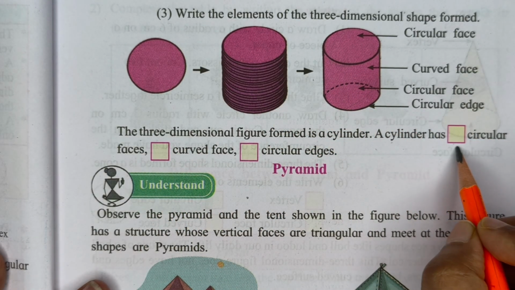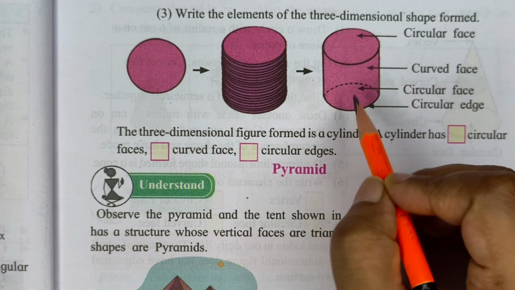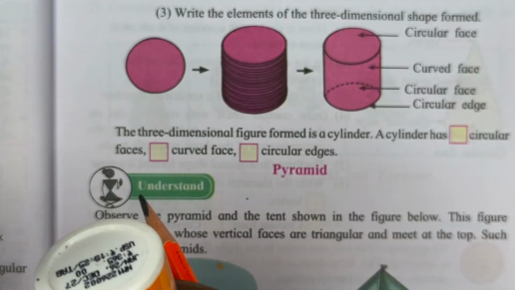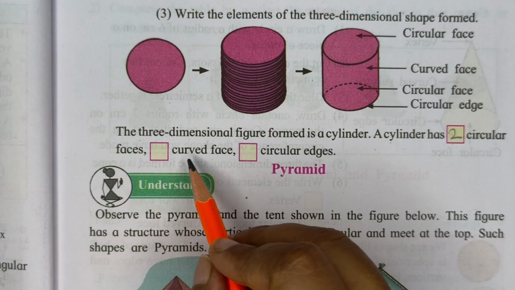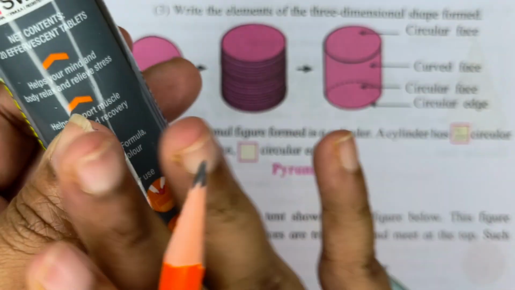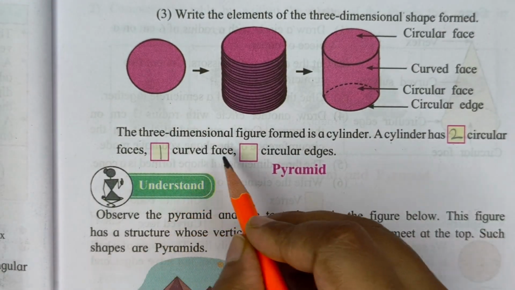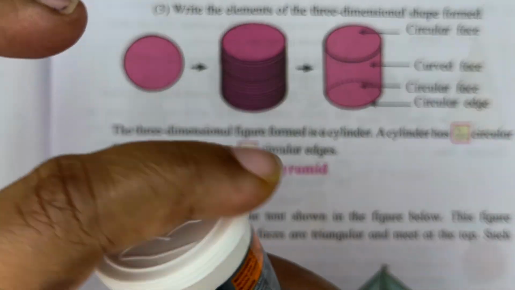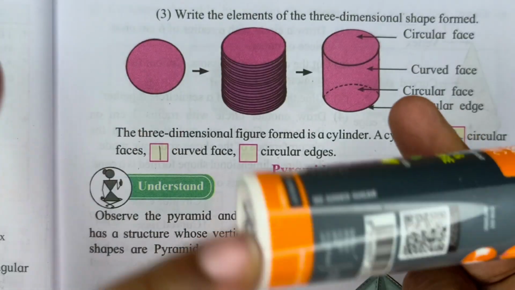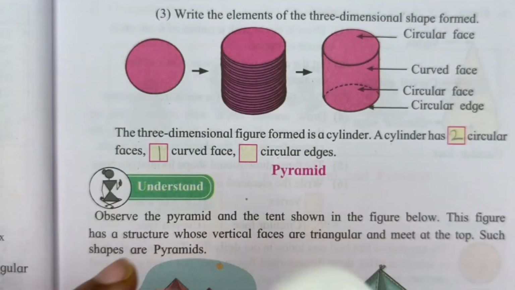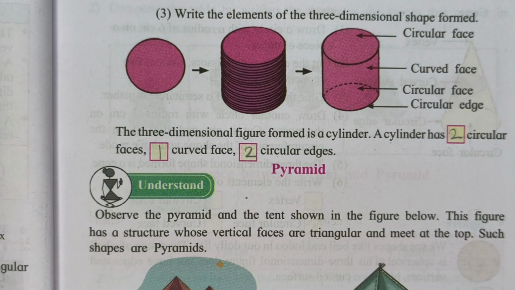A cylinder has dash circular faces. I told you, see here on top there is one face, and here at the bottom. So how many does it have? A cylinder has two circular faces, one curved face. This curved part is called the curved face. So one curved face and circular edges. This is the edge, this corner part, and on the other side, 2. So how many circular edges? 2 circular edges. Understood till here?